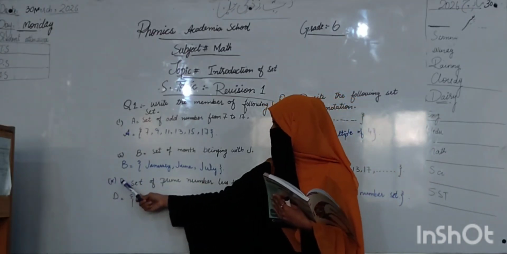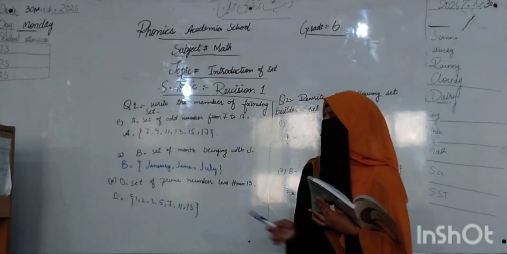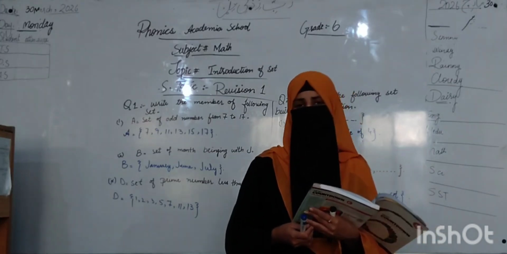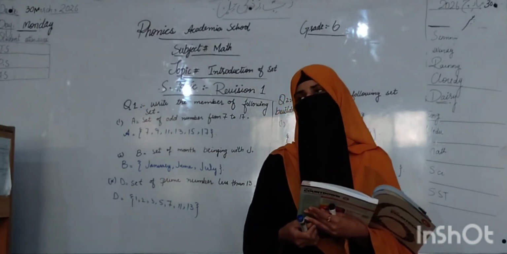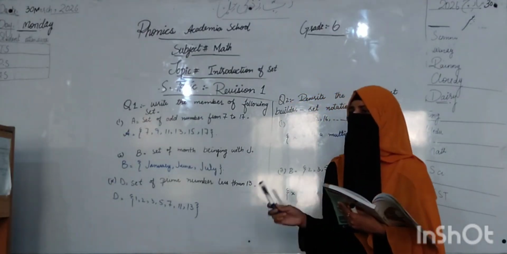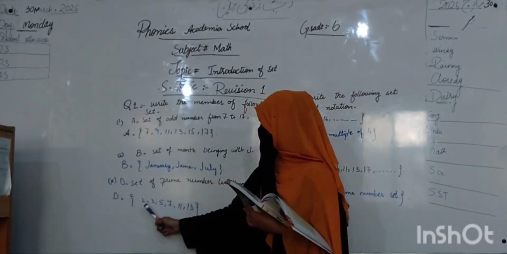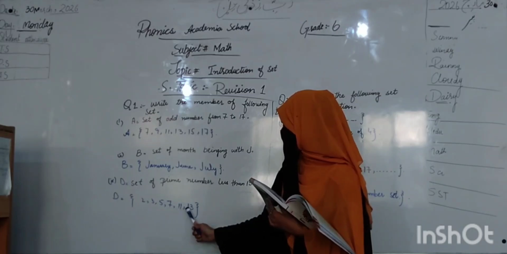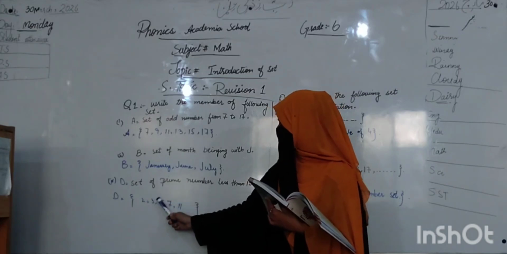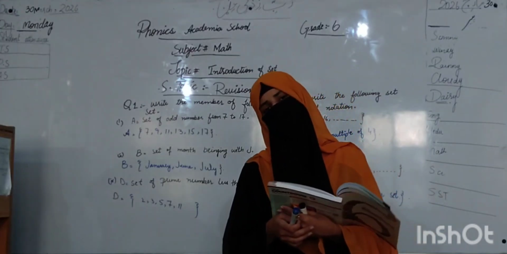Question number 4. D is equal to the set of prime numbers less than 13. Students, you know what a prime number is? It is a number that comes in the table of 2 and its own table, known as a prime number, or the table of 1 and itself. They said to write those less than 13 but did not say where to start. When it is not mentioned, you start from the first prime number: 2, 3, 5, 7, 11 and 13. Since it is less than 13, we write only up to 11. So 2, 3, 5, 7 and 11 are the prime numbers less than 13, which come in the table of 1 and itself.